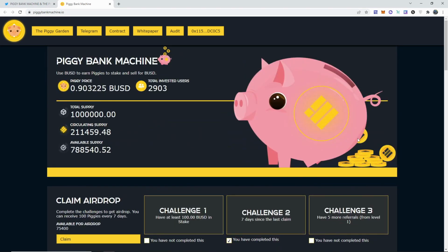If you guys remember Fire BUSD, which I alerted at 11 cents, it is now at 54 and a half cents. This is another version of it. Their price right now is 90 cents. 3,000 have been invested into this. The total supply is only 1 million, and the circulating supply is 211.